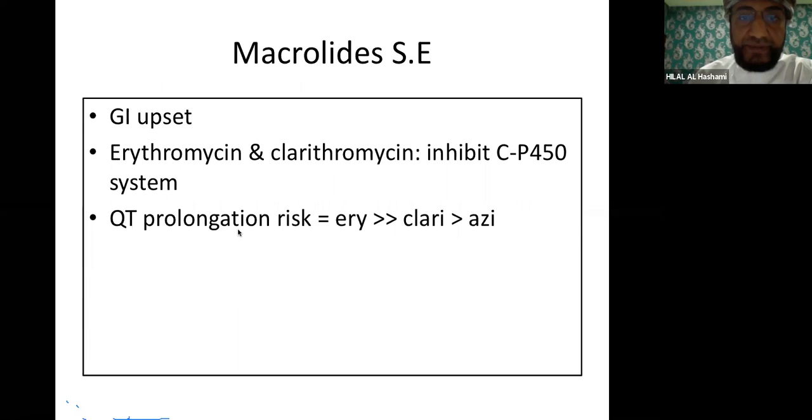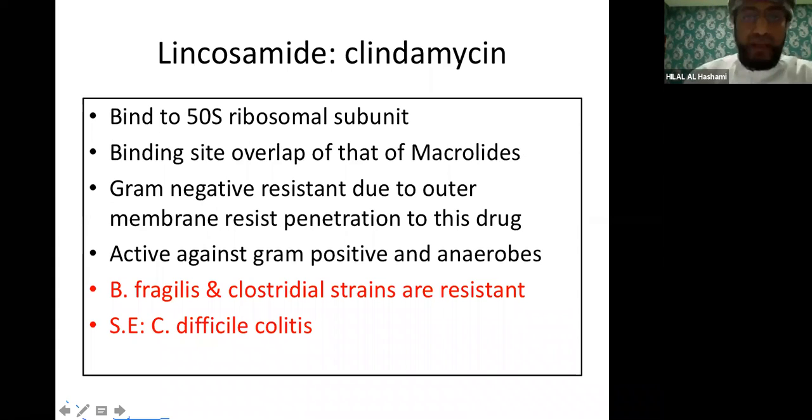The side effects are GI upset. Erythromycin and clarithro inhibit cytochrome P450. Again, with the macrolides, the risk is highest with erythro, which can also cause pyloric stenosis in small babies, then clarithro, and the least is azithromycin.